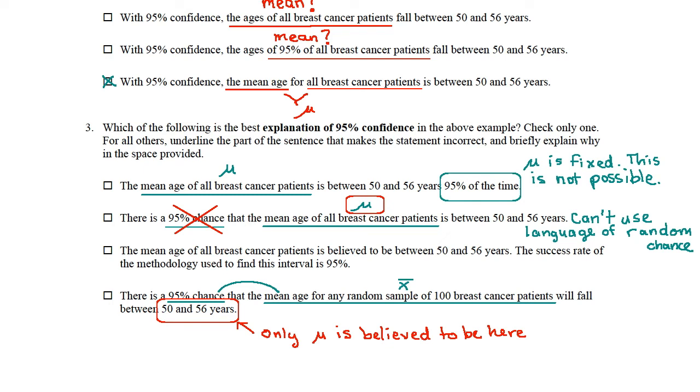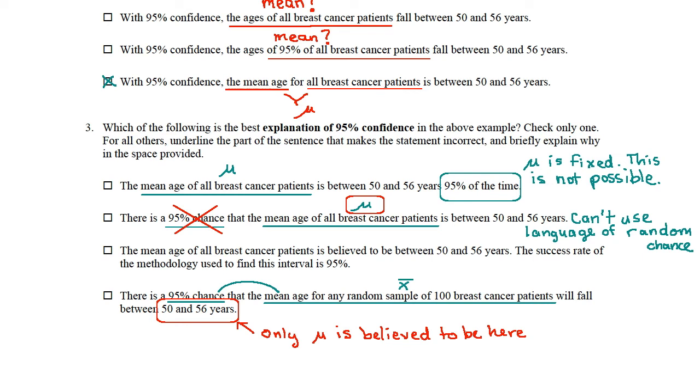But it's plausible that mu is 50.1, in which case it would certainly not be true that 95% of the random samples from the population would be between these two numbers. They would be between two numbers that are centered closer to that 50.1. And that's why we can't reverse this kind of description and apply it to X bar.